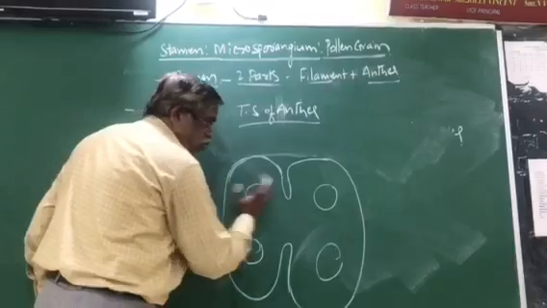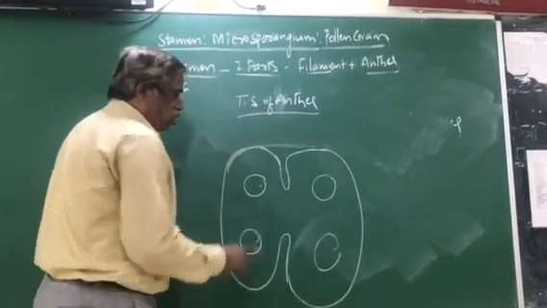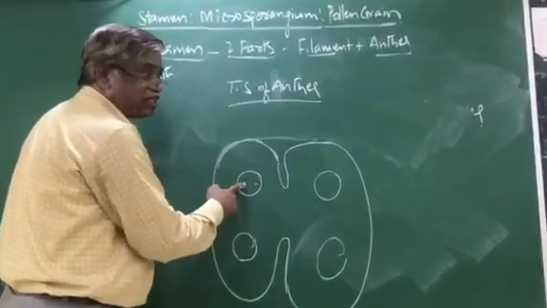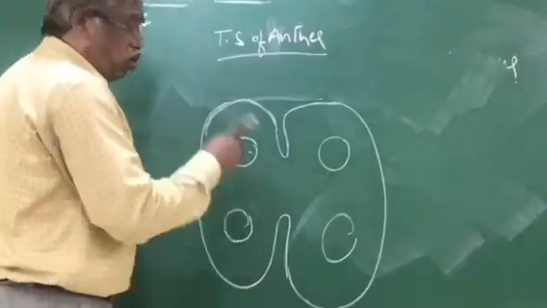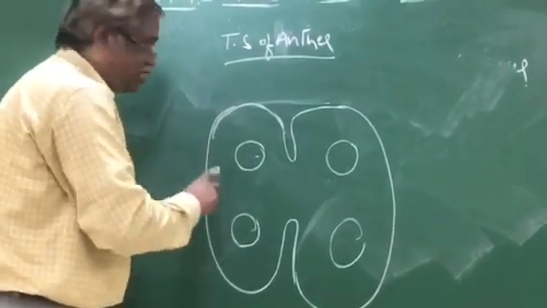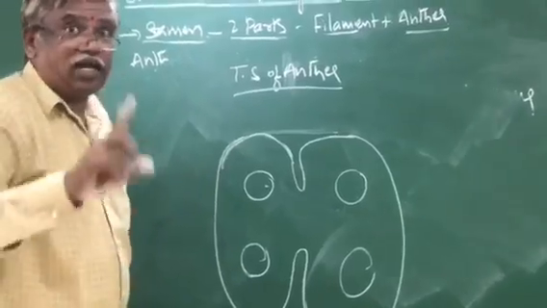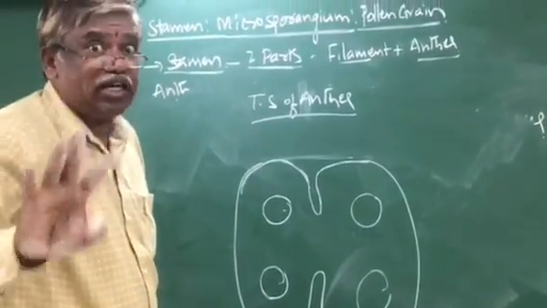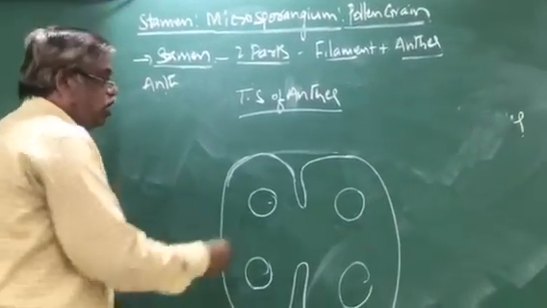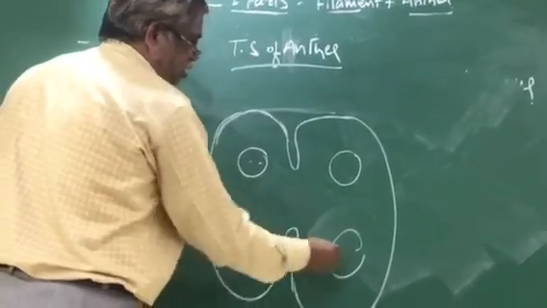In this TS, just listen, a number of types are repeating. It is one lobe, it is another lobe. Each lobe contains how many sacs? 2. Hence, the lobe is dithecous, not the entire anther. The entire anther contains 4 theca. Now it is theca, it is theca, it is theca.